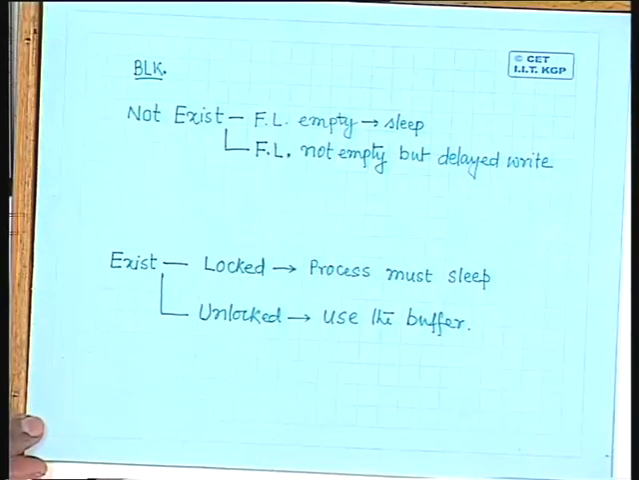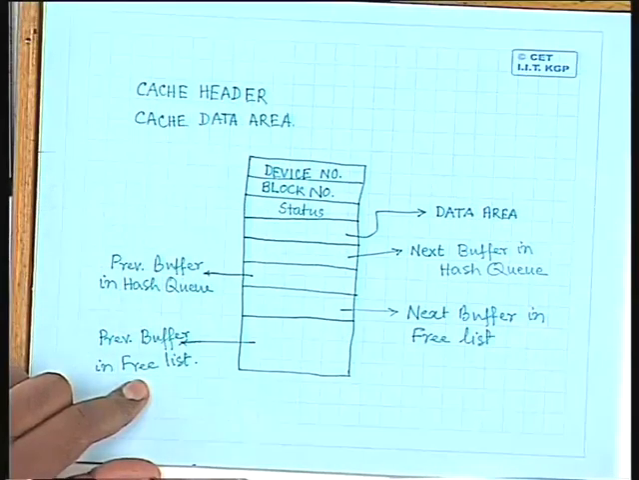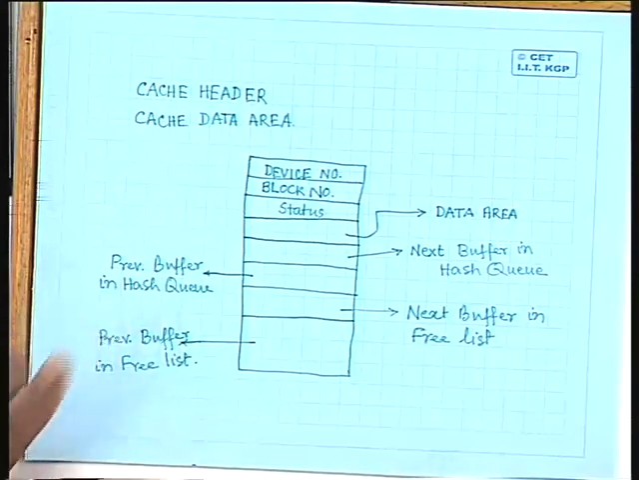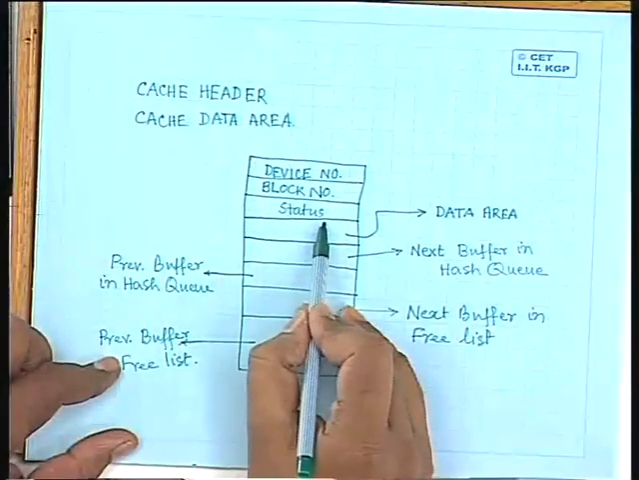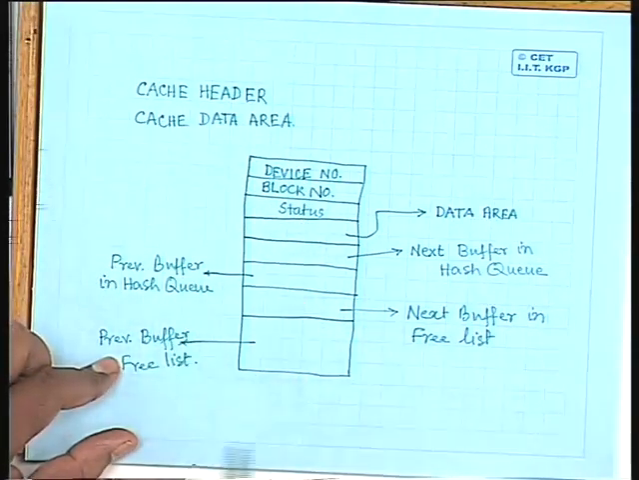If the corresponding block content is present in any of the buffers, you do the modification in the buffer. Don't modify it on the disk immediately. But once you modify any buffer content, you mark that buffer as delayed write, and that delayed write information has to be placed in the status field of the buffer. So if I modify the content of any of the cache buffers, the status field of the corresponding buffer header has to indicate a delayed write mark.